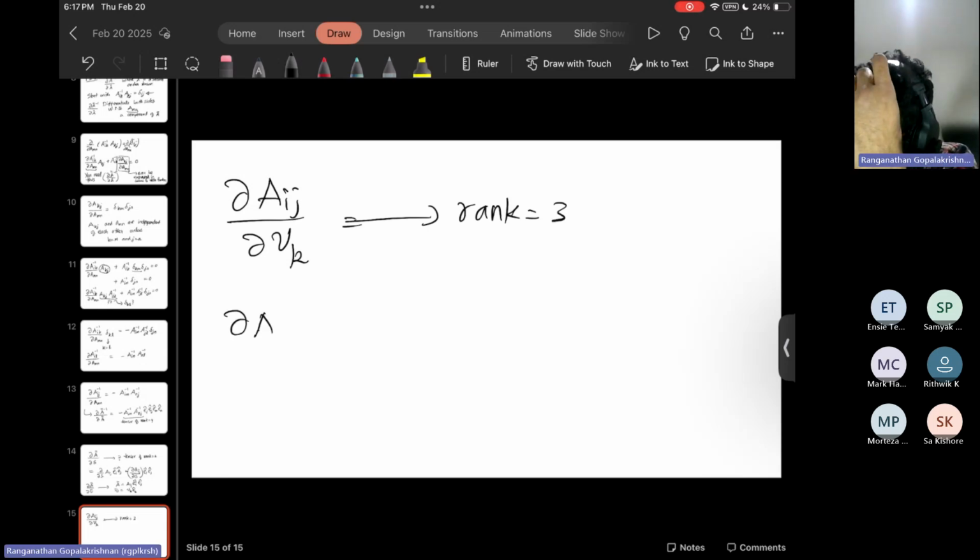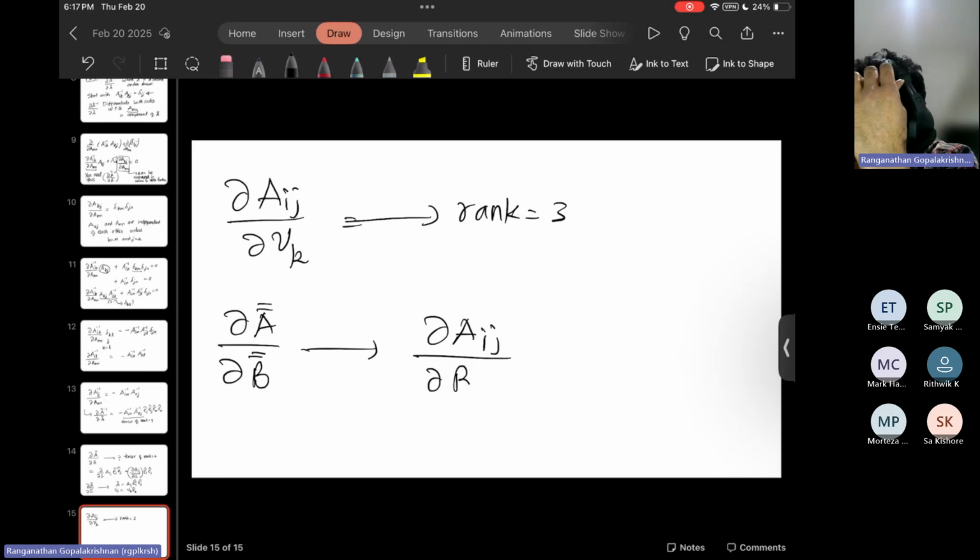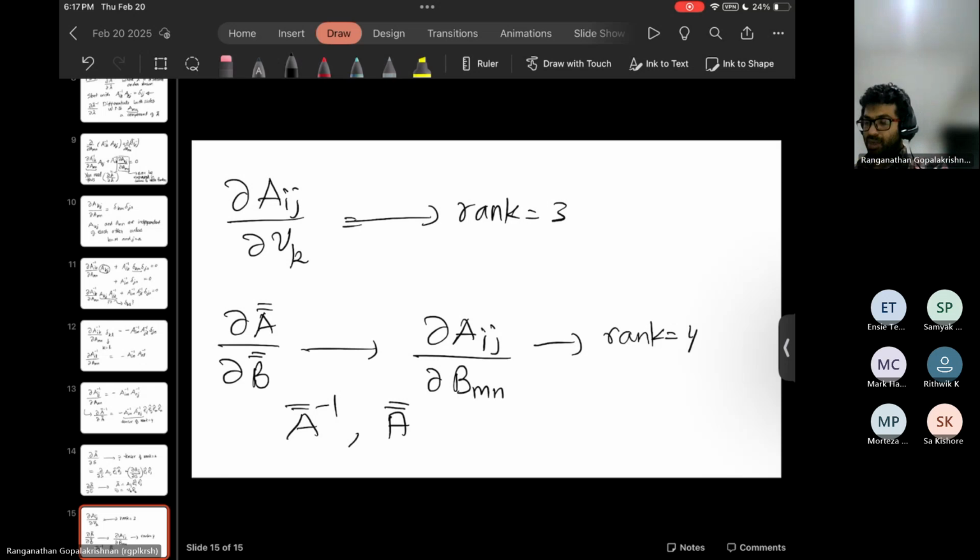And if you do the same logic for A with respect to B, this is a quantity whose components are partial A_ij over partial B_mn, which is what we did, except in our case the numerator was A inverse and the denominator was A itself. It's a special case that we did now, but in general, this will be a tensor of rank 4. Does that make sense? Okay.